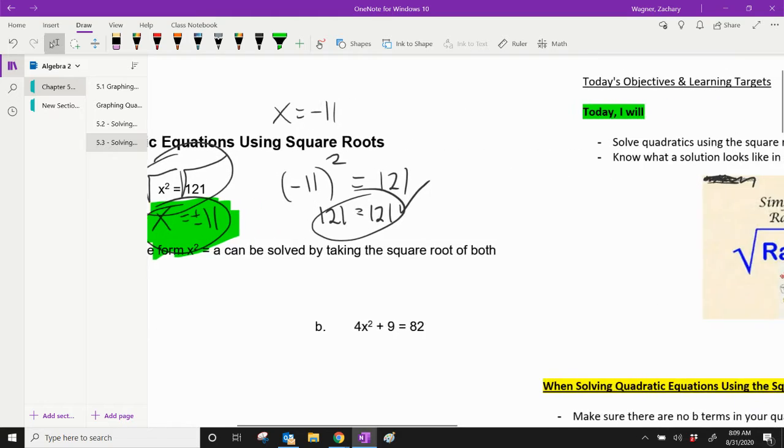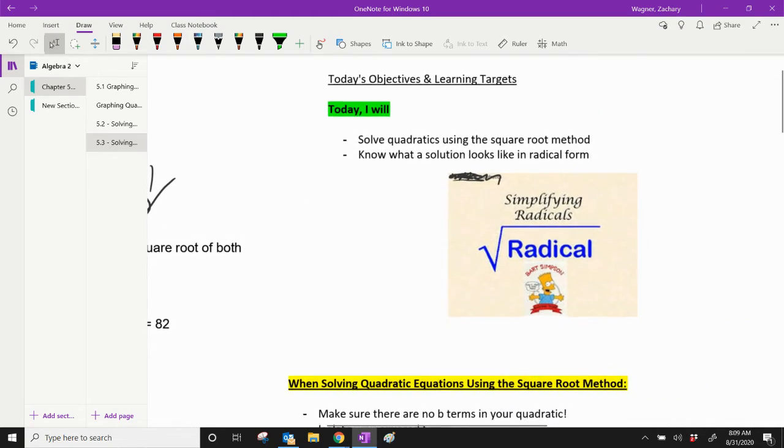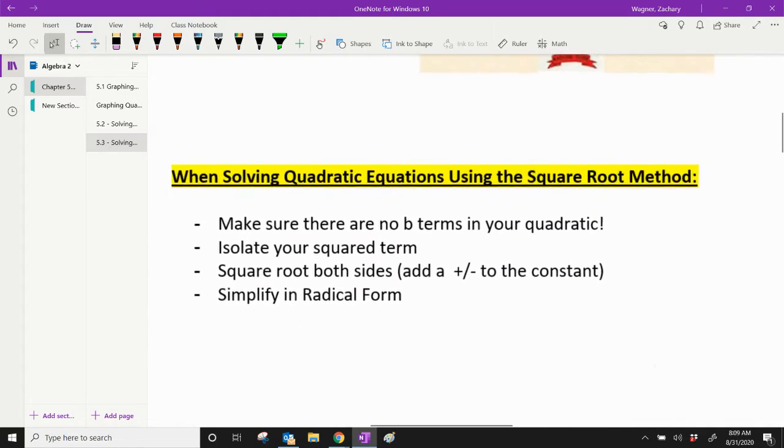So I would copy this information down right here, or take a picture of it and copy it down, or hit the pause button and copy this down, because this is extremely important. When solving, that's the bell, but you guys got to stay here.